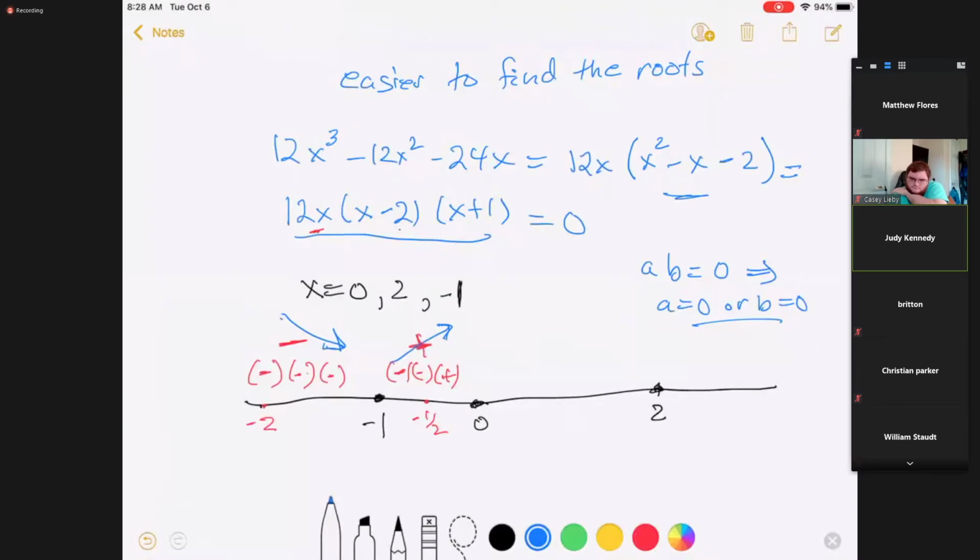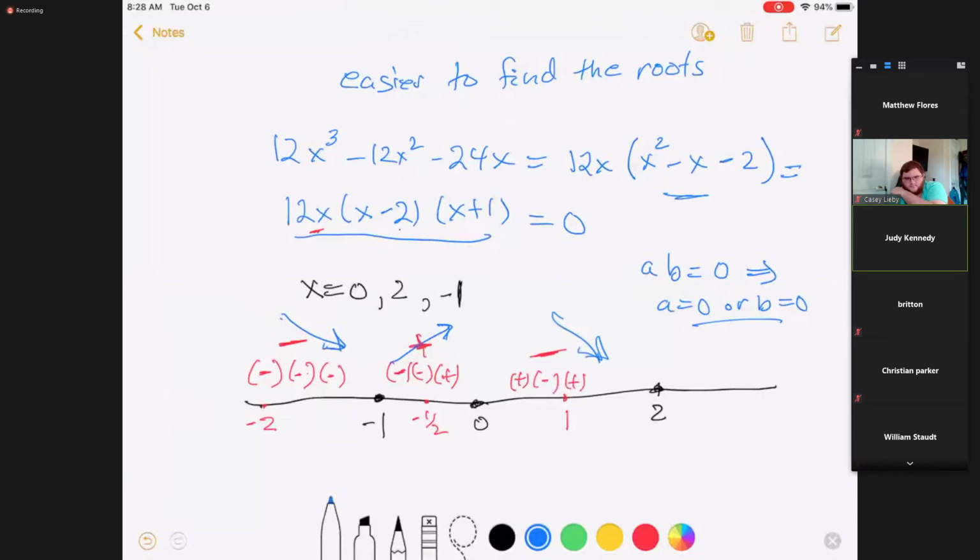Draw my arrows to indicate that. Between 0 and 2, say I look at 1. All right, put 1 into the derivative. 12x would be 12. 1 minus 2 would be negative. 1 plus 1 is positive. Positive times negative times positive is negative. So the derivative is less than 0, which means the function is decreasing over there.